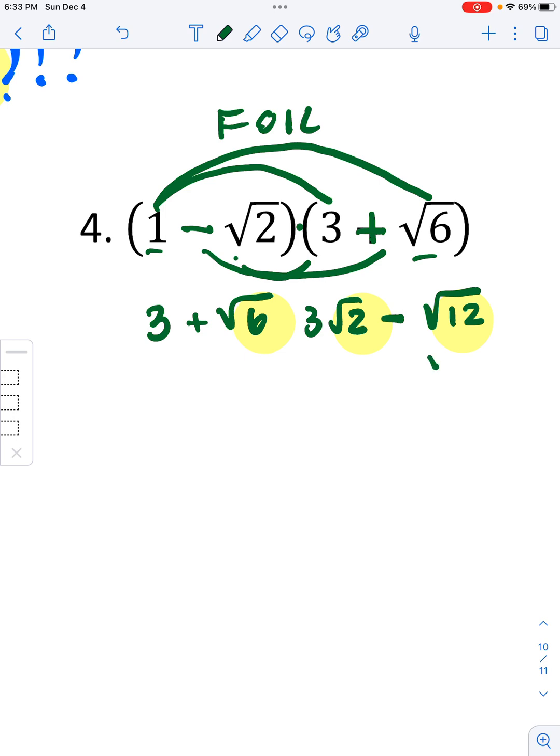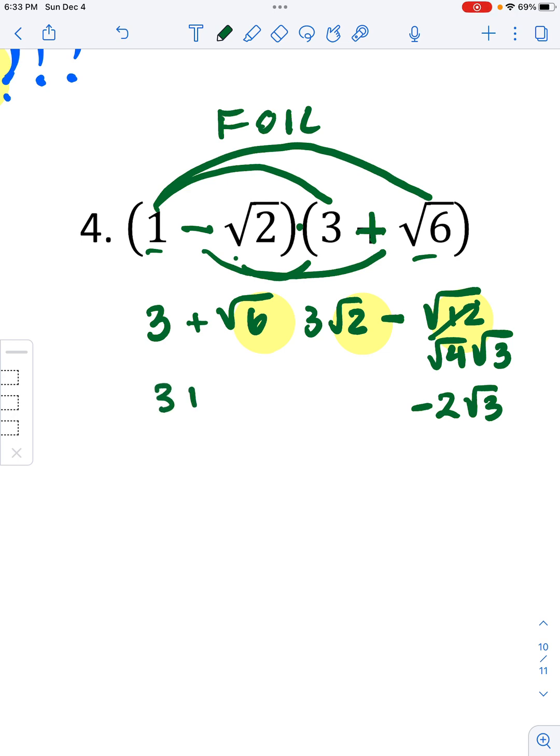12 does though. And if you look at your yellow card, 12 breaks into 4 times 3, and 4 is a perfect square, so it can come out. So the right answer has to have a 2 root 3, not a root 12.